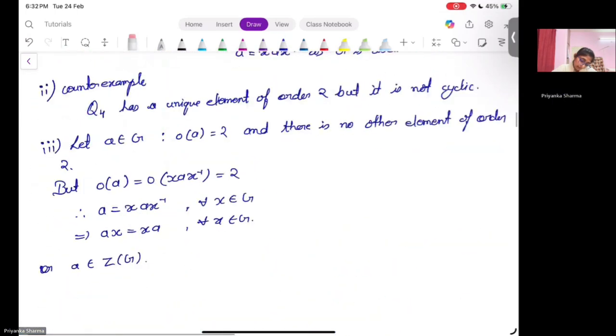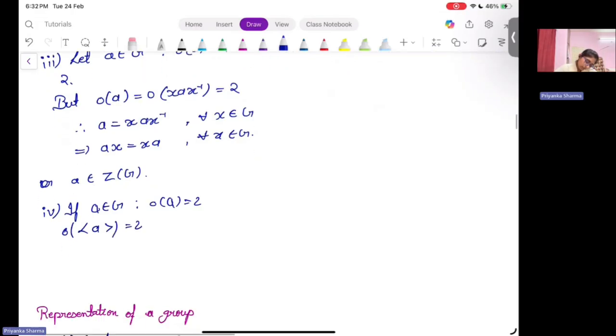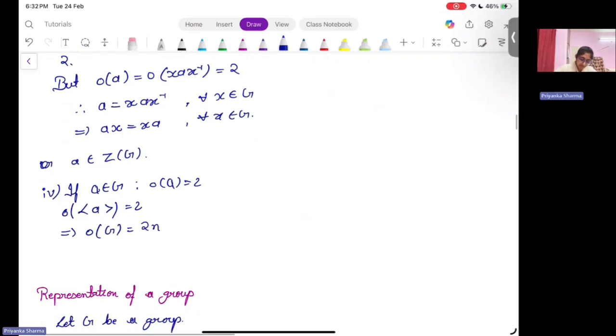So A belongs to G such that the order of A is 2. Again, we can consider the subgroup generated by A. Its order is 2. So by Lagrange's theorem, the order of G will be a multiple of 2, or even. So yes, the statement is true.